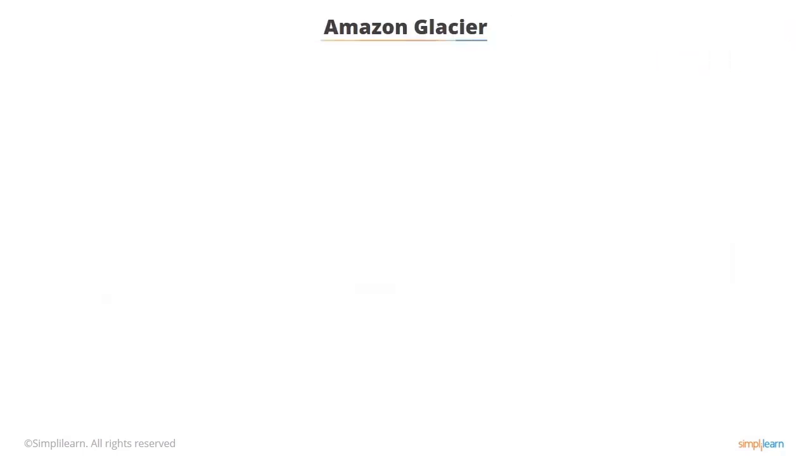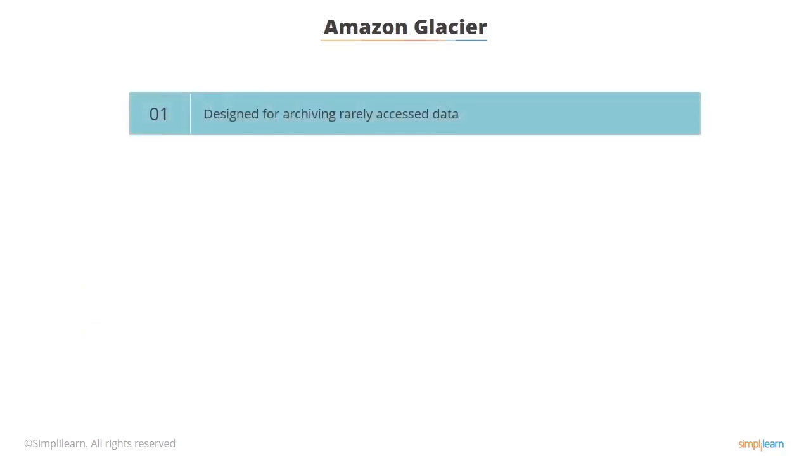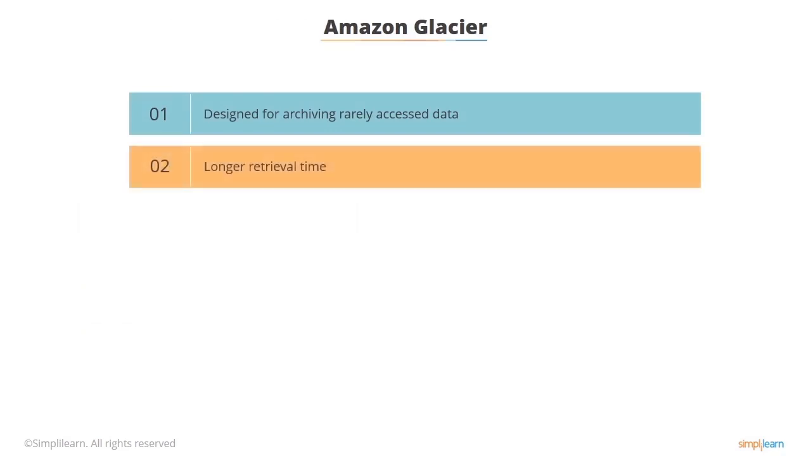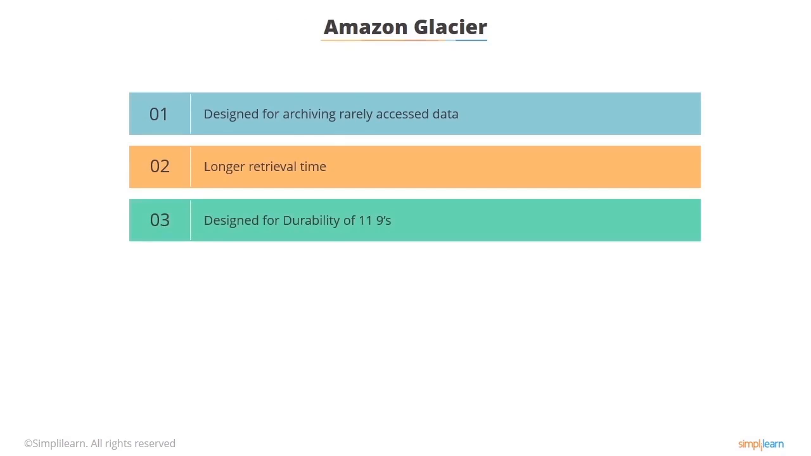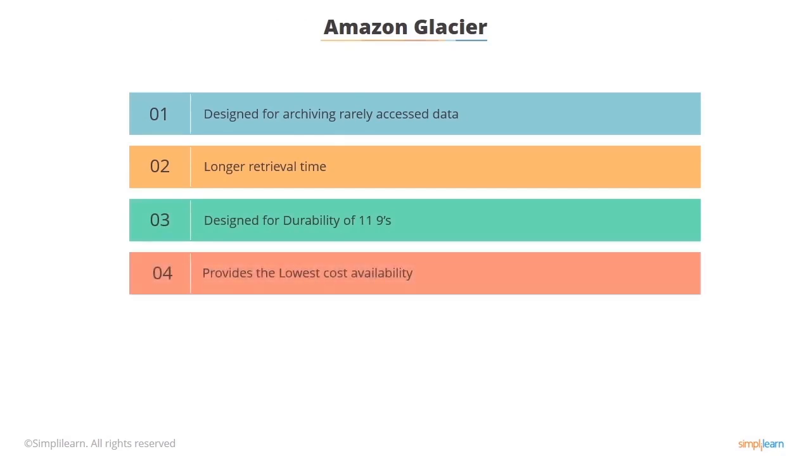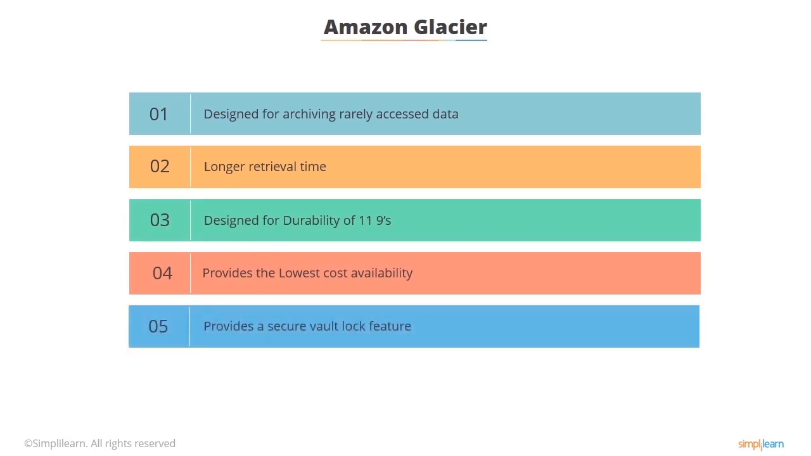The final storage class is Amazon Glacier, and this is used to archive your data that you rarely access, and you can cope with a retrieval time of several hours. It still offers a durability of 11 nines, and it has the lowest cost available in Amazon storage. It also has a secure vault lock feature, so you can really secure your old archives and keep them for when you need them.